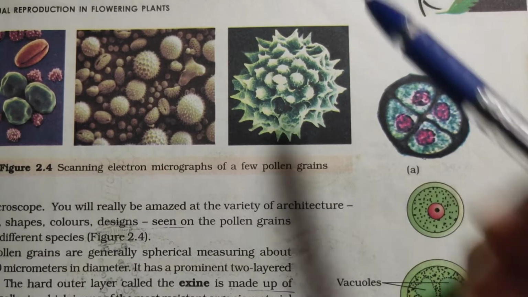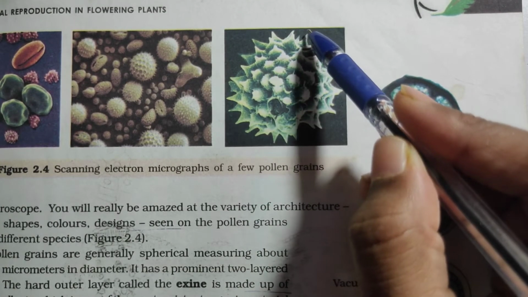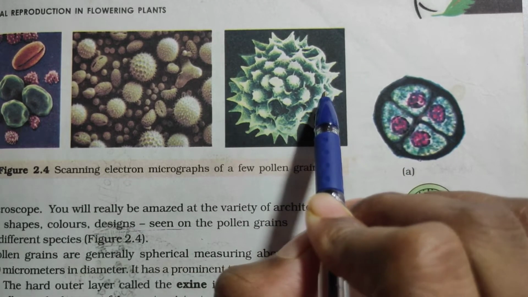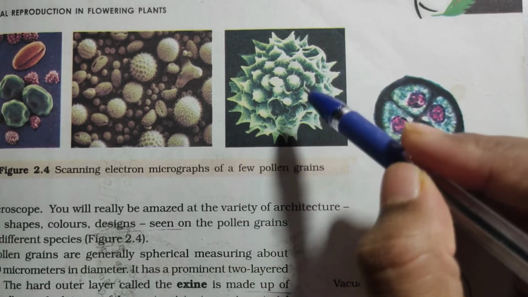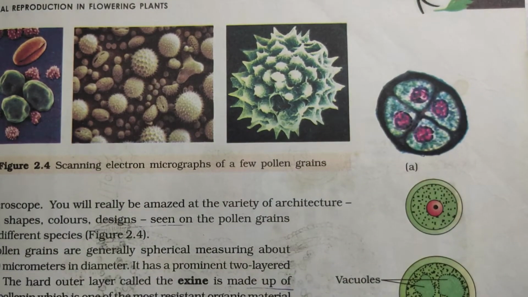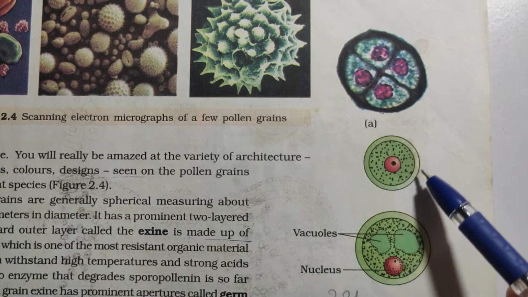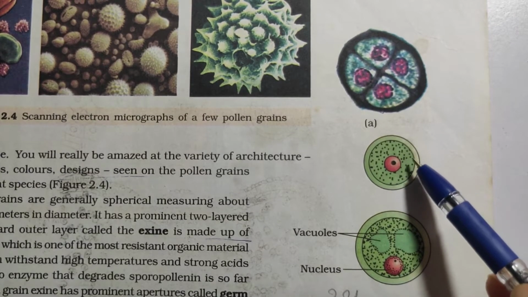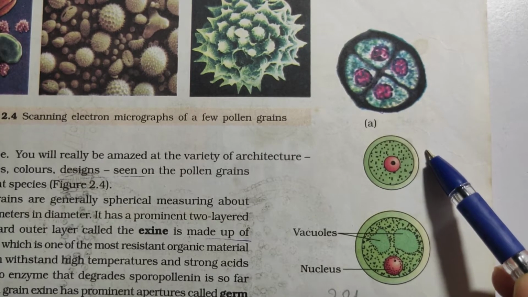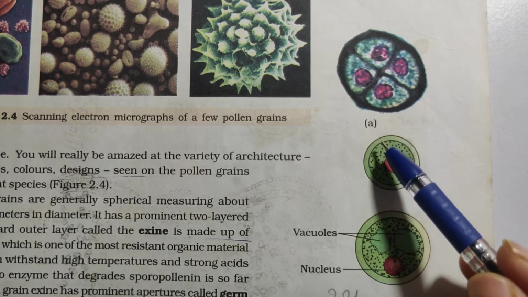Generally these pollen grains measure about 25 to 50 micrometers in diameter. It has two prominent walls. When we take a section of the pollen grain, you will see it in this fashion. Here they have two prominent walls. The inner one we call the intine, the outer one we call the exine. The exine is made up of sporopollenin, which is one of the most resistant organic materials known.